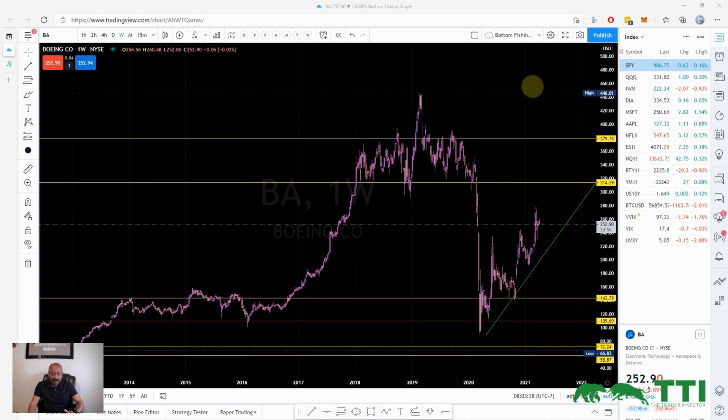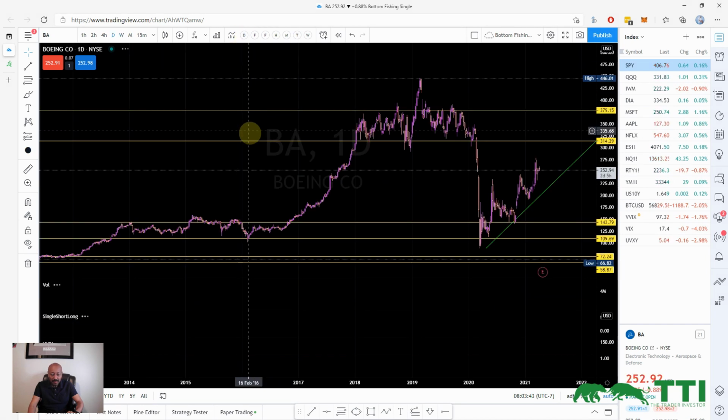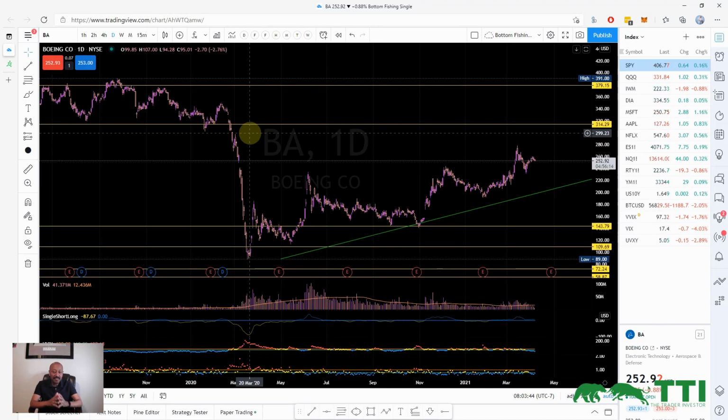Once we are done with the weekly, then we go to the daily. For this setup, I use the daily as my trigger. I don't need to go for anything lower. This is not about day trading or swing trading.